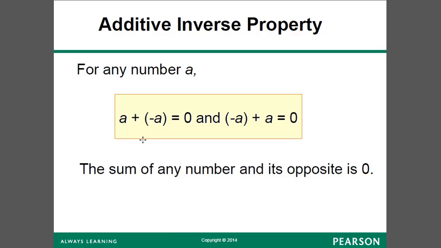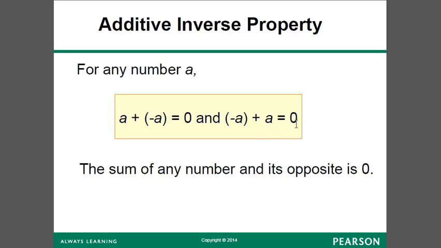For any number, if you add its opposite, you're going to get 0. What this means is if I take 7 plus a -7, I'm going to get 0. It's like I have $7 and then I have to pay somebody $7. How much do I have left in my pocket? I have $0.